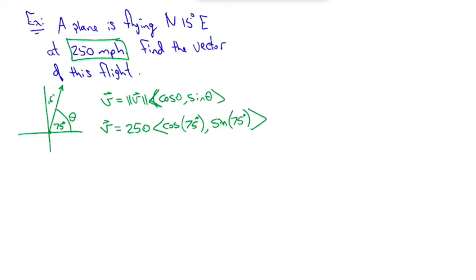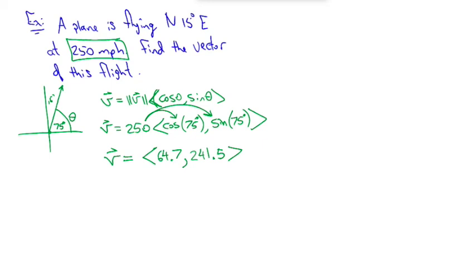Okay, last step, calculator time. You're going to distribute. So 250 times cosine of 75. Then I can write my vector perfectly. 250 times cosine of 75 is 64.7, comma, and then 250 times sine of 75 is 241.5. And that would be the specific location of the end of that vector.